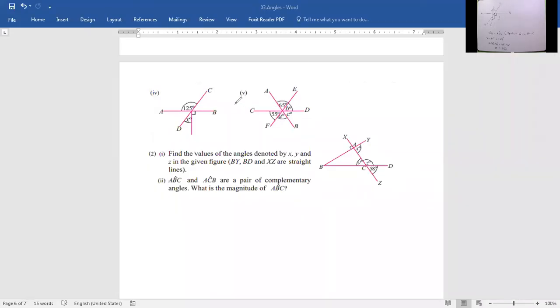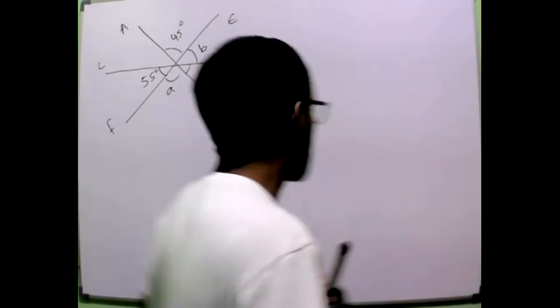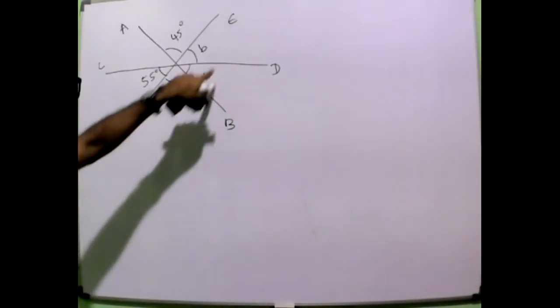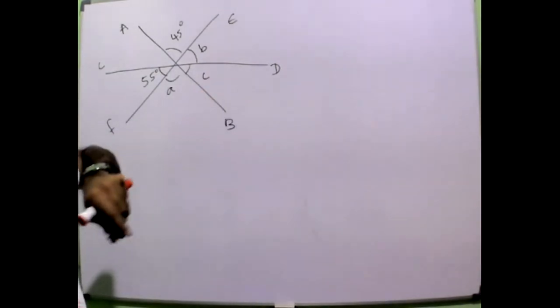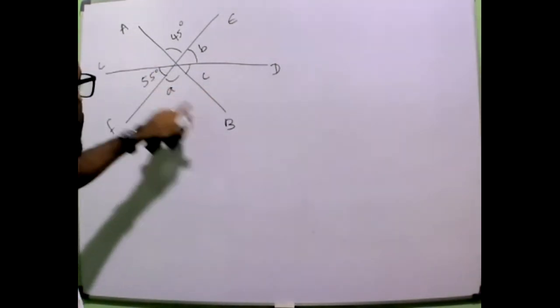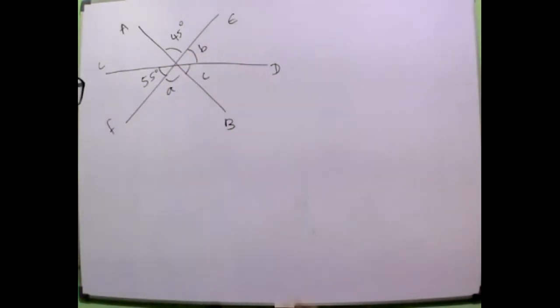So let's try this. It's done. Pause the video and try to do this. Right? Okay, I will discuss. Now you have to find the values of A, B, and C. Now in the question they have given us that A, B, C, D, E, F are straight lines.